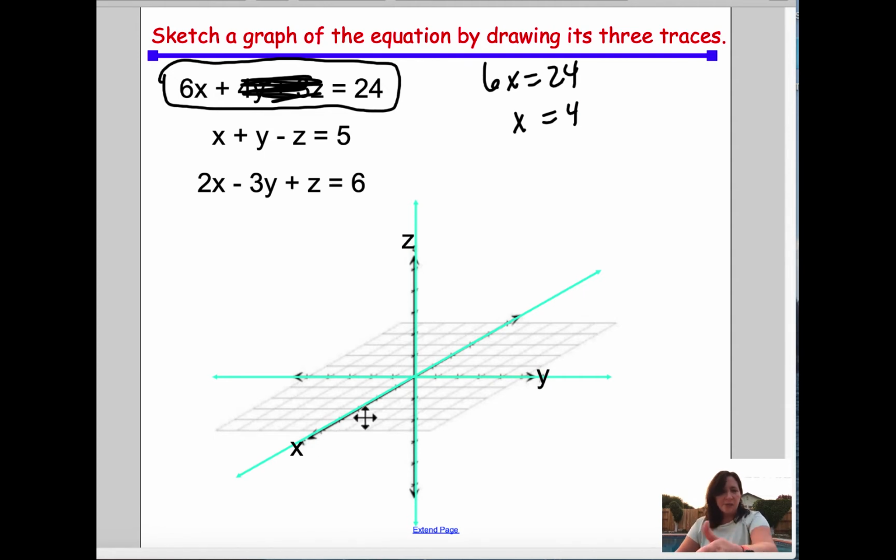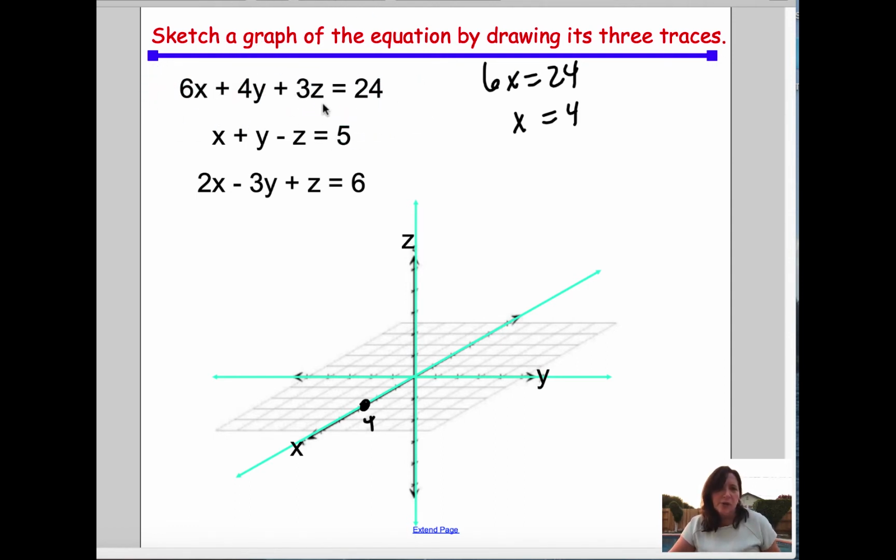So here's x. X pops out that way. So go 4 out. Here's 4. So I found the x-intercept. Now I want to find my y-intercept. To find my y-intercept, I'm going to set z and x equal to 0. So I have 4y equals 24. So in this case, y is equal to 6. So go out 6. Here's 6. Now lastly, to find the z-intercept, I'm going to set x and y equal to 0. So these are gone. So I have z equals 8. So let's say 8's right here.